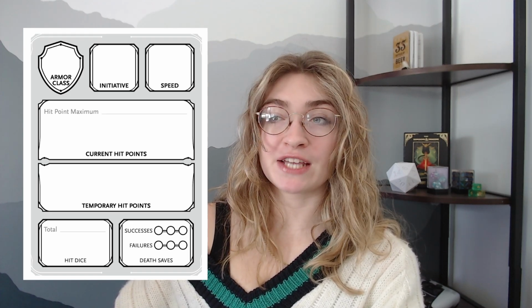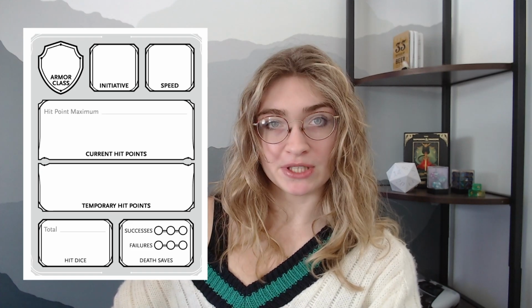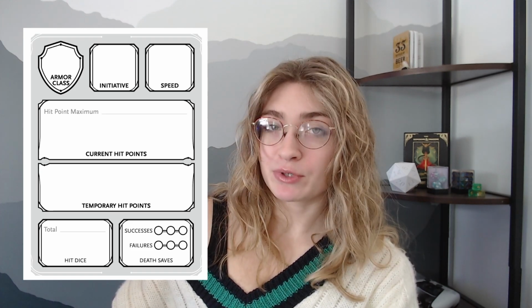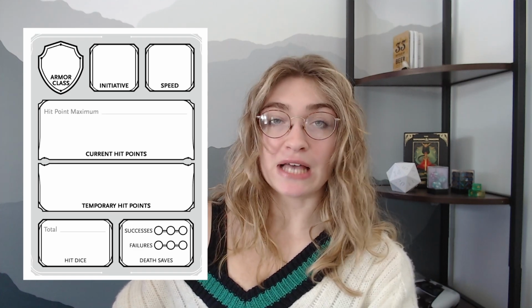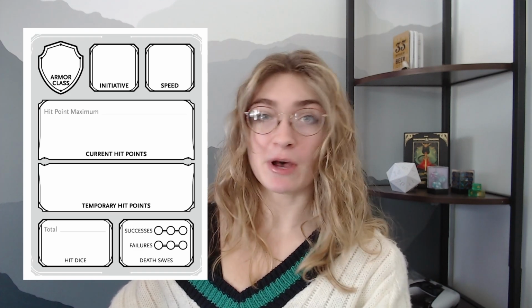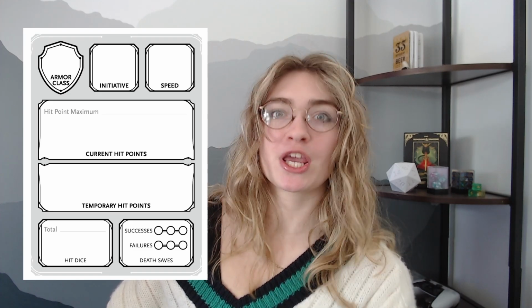If you have a swimming speed or a flying speed, those might be different and they'll be noted separately. You've also got current versus temporary hit points. There are some spells that give you temporary hit points that last maybe until a long rest or some other trigger, but this is just where you get to keep track of how much HP you have.